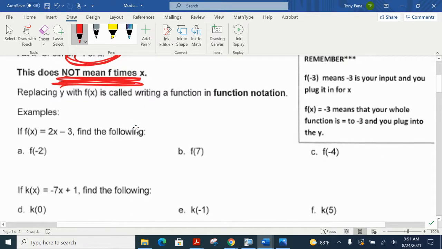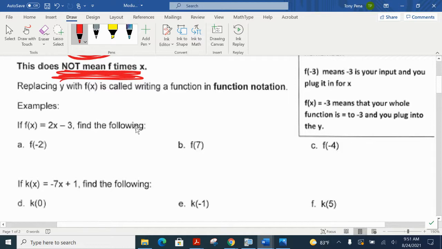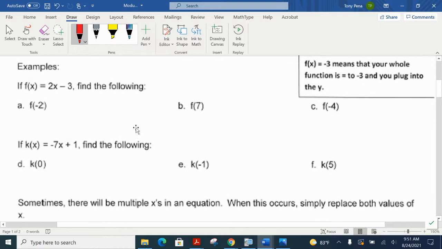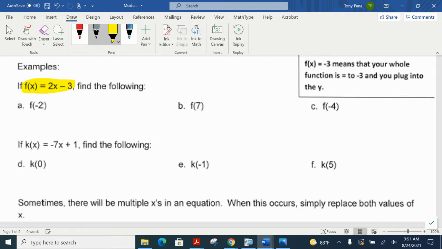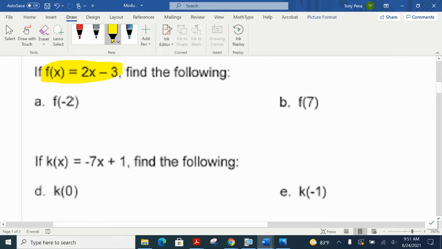All right, then it says replacing y with f of x is called writing a function in function notation. So that's the first thing we want you to do. And then what we want you to do with that is, if this is our function, so make this nice and big so we can see it. If that's our function, what we are looking for then is a bunch of values. So this is basically your y, and we want to know what's our y value for f of negative 2.